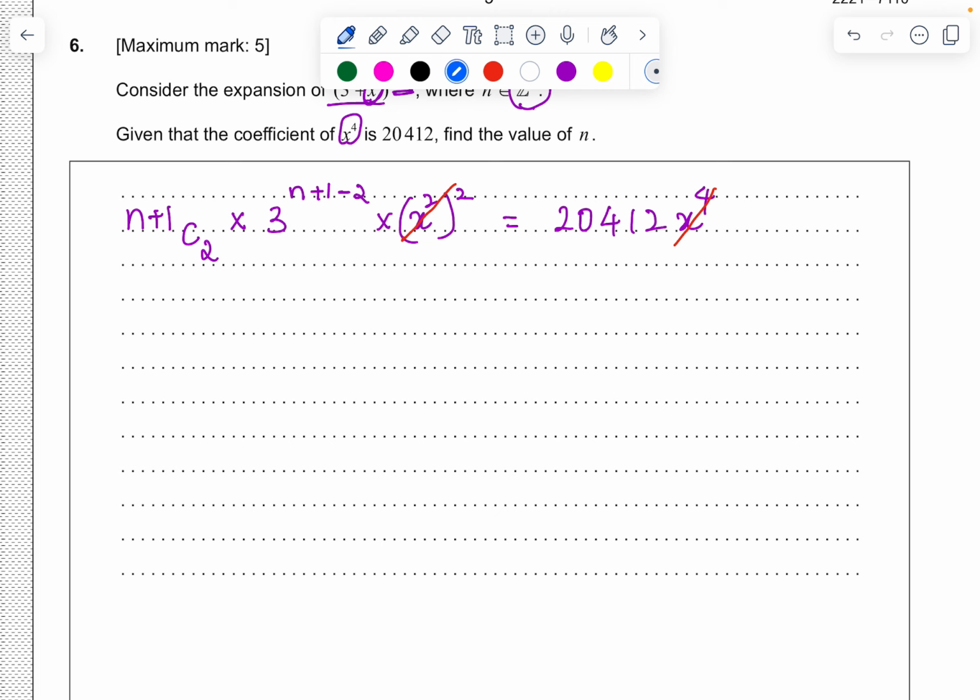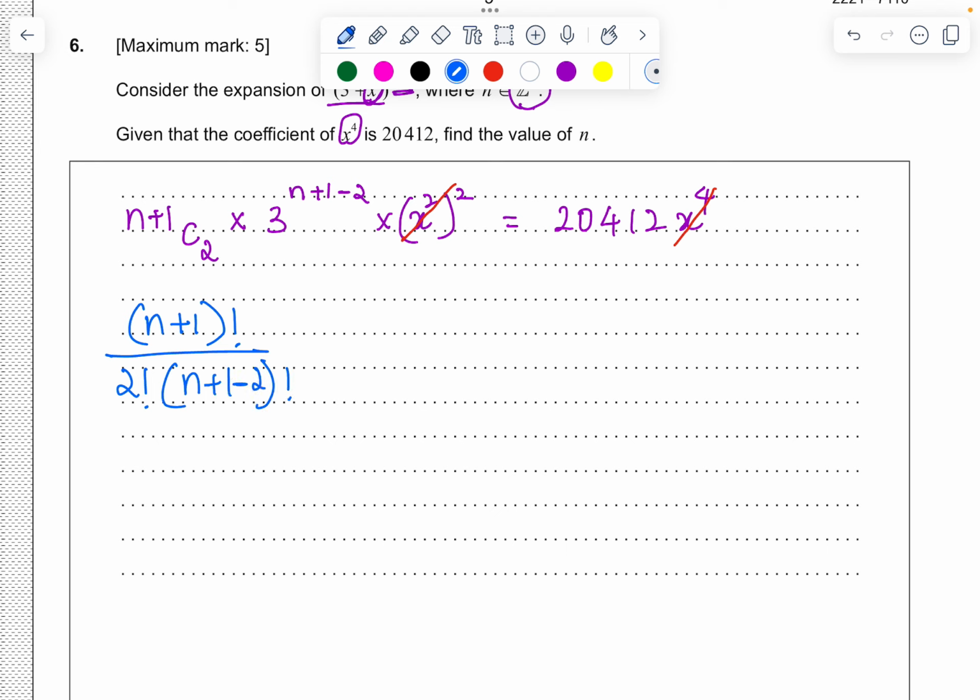So now let us expand this n plus 1 C2. How do I expand n plus 1 C2? Let us see. So n plus 1 C2 is n plus 1 factorial over 2 factorial times n plus 1 minus 2 factorial.